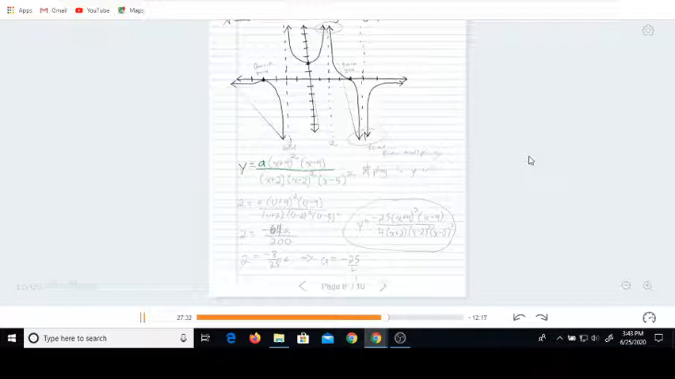Now our x-intercepts are representative of the polynomial in the numerator. So let's look at our x-intercepts. So we got an x-intercept at 1, 2, 3, 4 at -4.